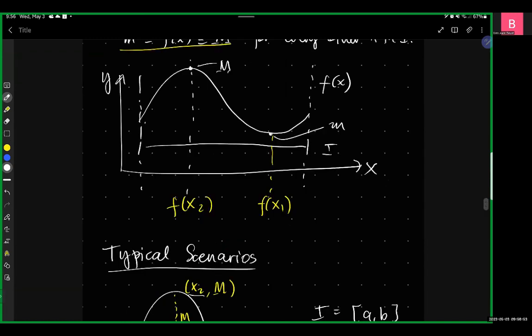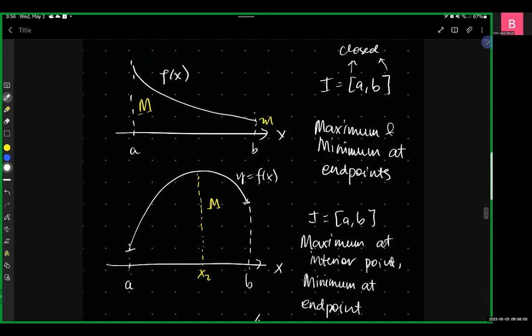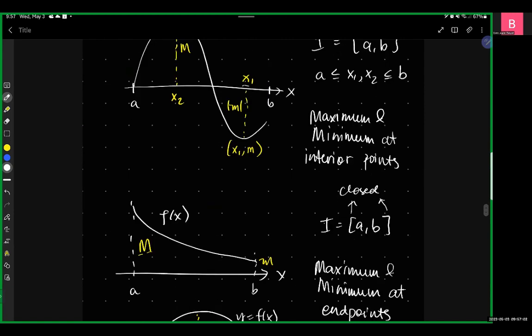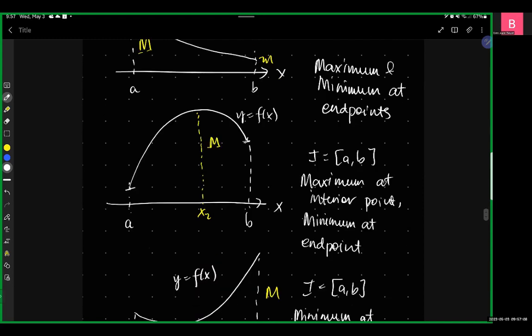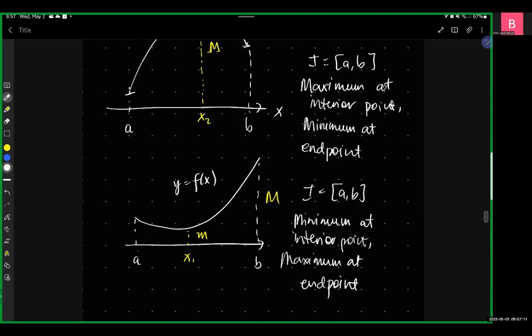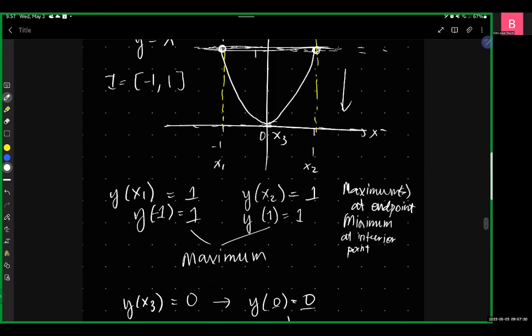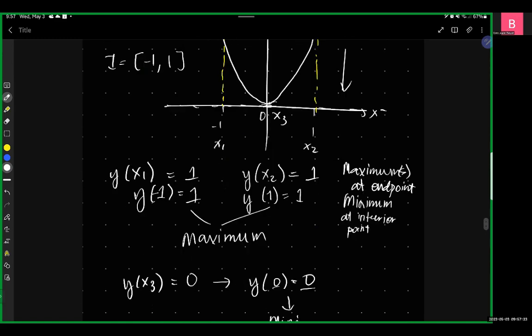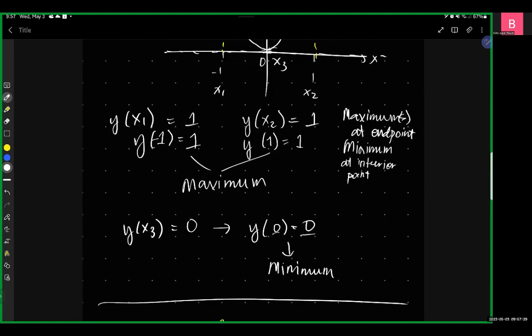This is open, no? And then I presented to you 4 typical scenarios or cases: maximum and minimum at interior points, maximum and minimum at endpoints, maximum at an interior point and minimum at an endpoint, and minimum at an interior point and maximum at an endpoint. And then I've shown you some examples. So this is how you describe, when applying the theorem, whether you can find the maximum at the interior point of the interval or at the endpoint, and the minimum at the interior or at the endpoint.